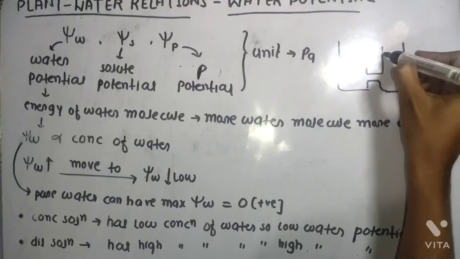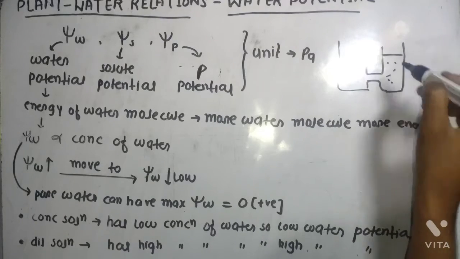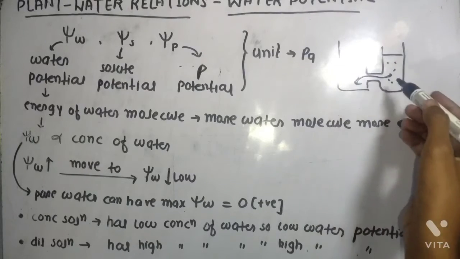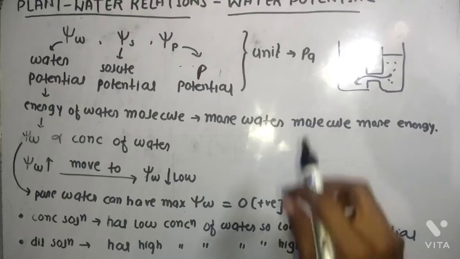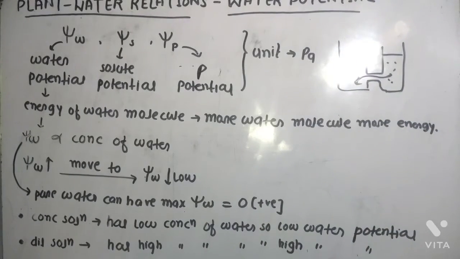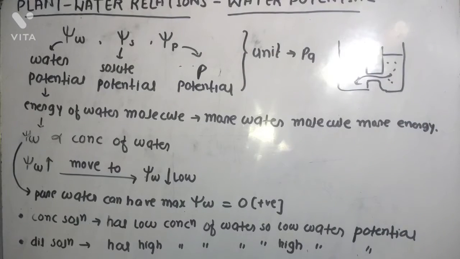There are two beakers. This one is full of water and this one is empty. What will happen? This is high potential. Here there is more water, here there is no water, so water moves from here to here. That's it. We are trying to understand the water potential, that water moves from higher potential to lower potential. That is the concept actually.